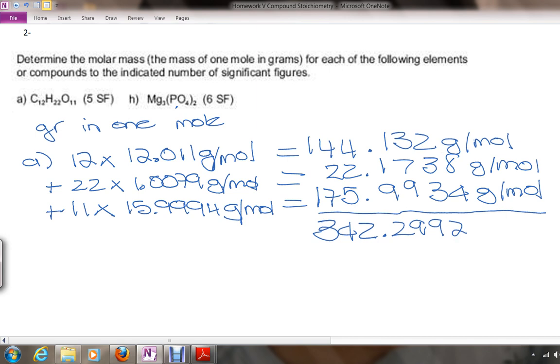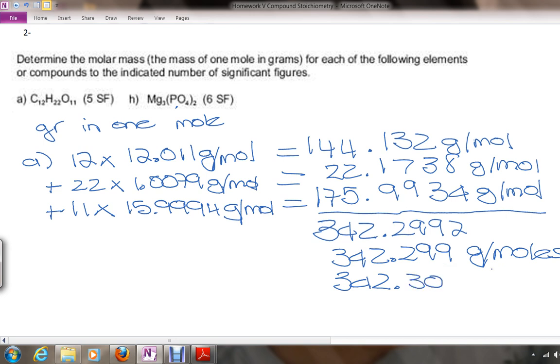The right way is 342.123 299 grams per mole. That's the right amount. But they're asking only for 5 sig figs. So you would do 342 point. If you round this, you have to drop this one. So it's going to be 30. But you have to keep the 0 because they're asking for 5 sig figs.